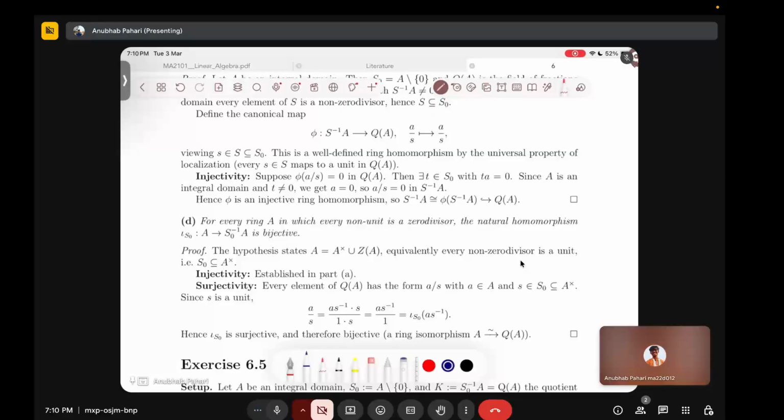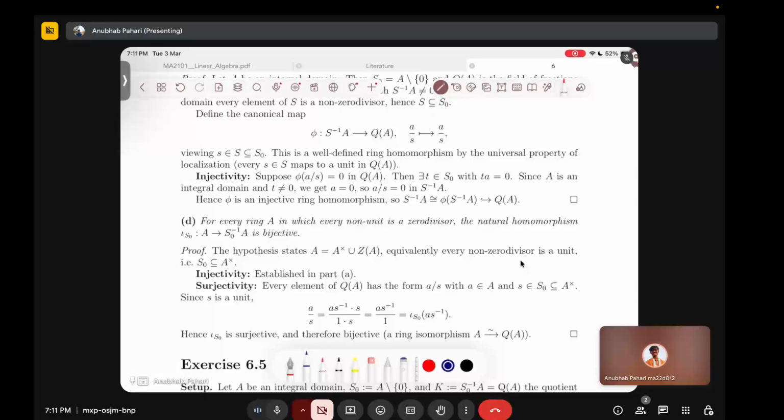Now we go to our next problem that says that for every ring A in which every non-unit is a zero divisor, let us say the question one more time. For every ring A in which every non-unit is a zero divisor, the natural homomorphism i_S0 from A to S0 inverse A is bijective.